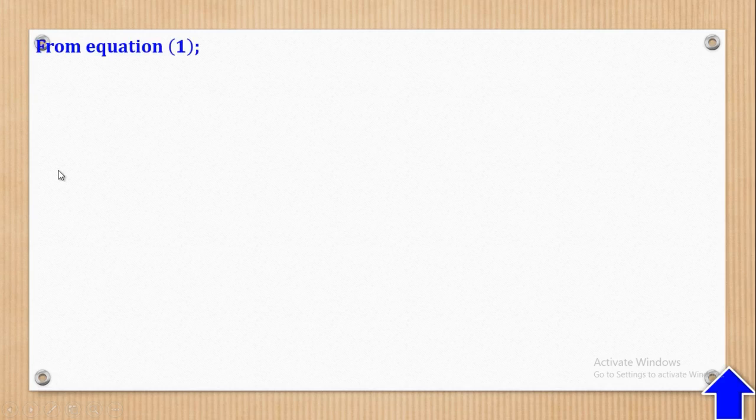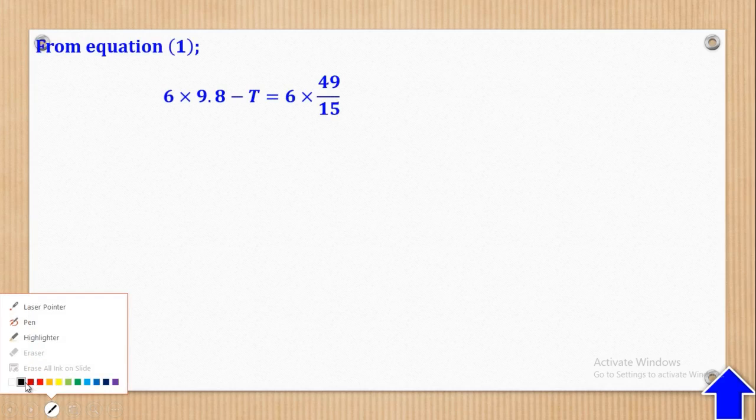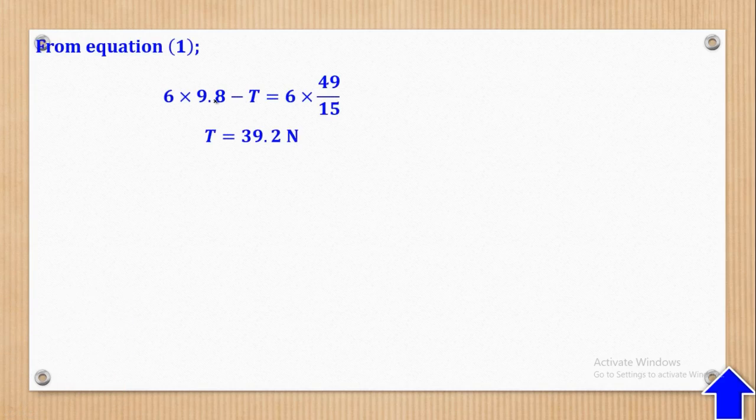Then we shall come and say that from equation 1, when I substitute for g and for a, I'll come up with that. So when I make T the subject, it will become 39.2 newtons. So the tension in the string is 39.2 newtons.